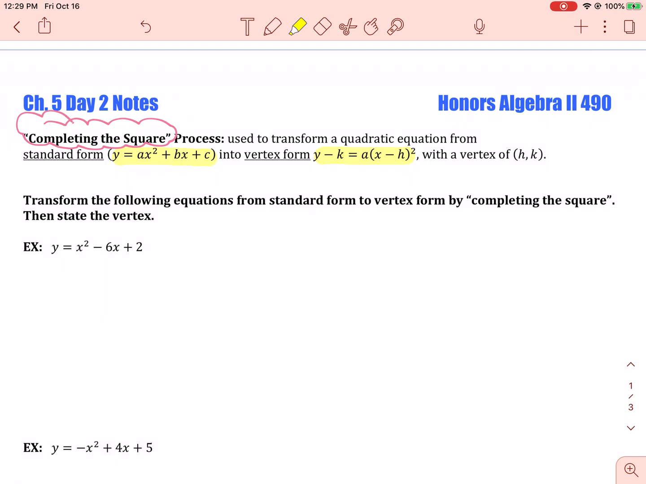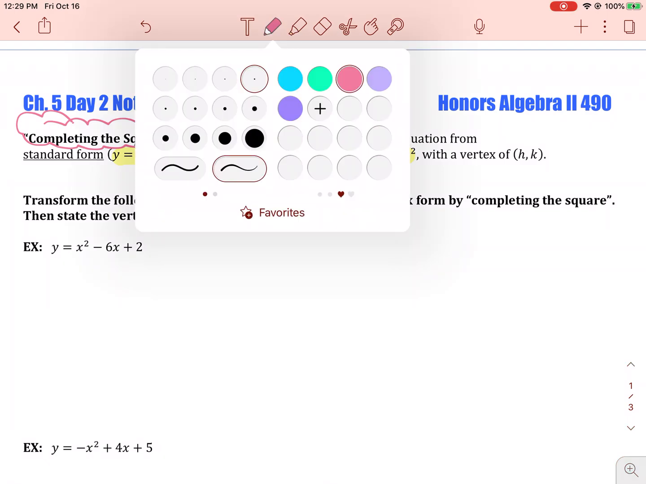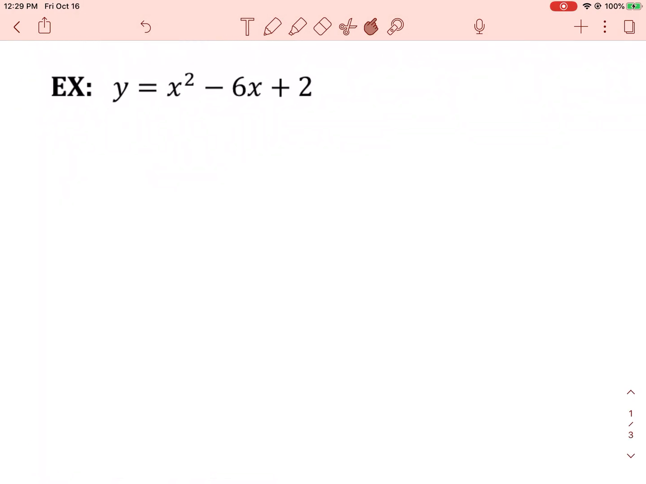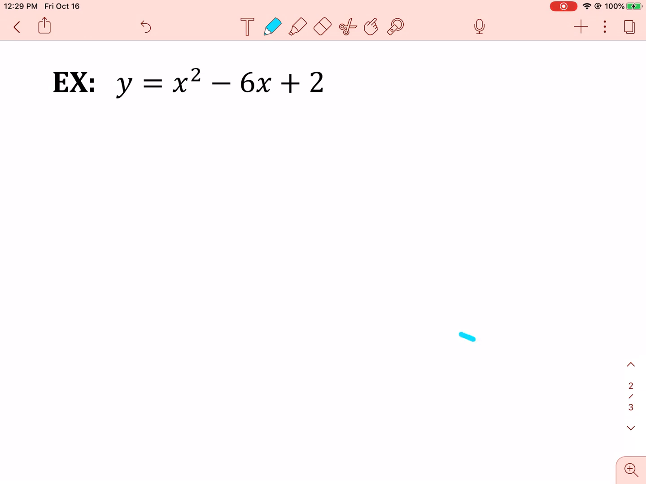This is going to help us when we graph. We want to know where the vertex is, and then we can keep solving. Complete the square has a couple processes we have to go through, so let's do the first one to start. You want to move any constants to the other side, which means let's get rid of that 2, bring it to the left side. That is step 1.